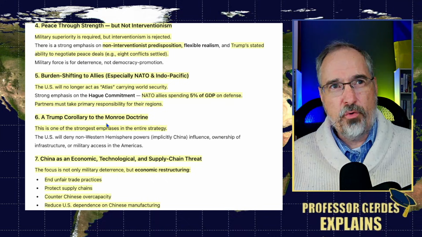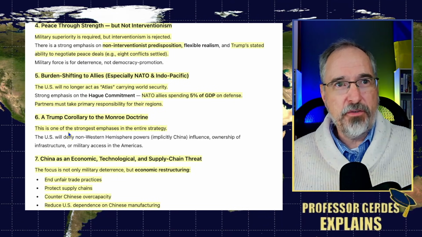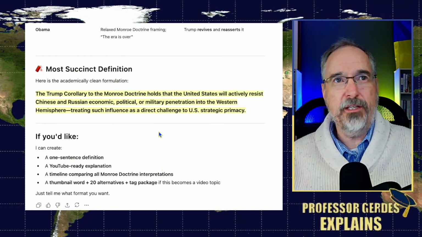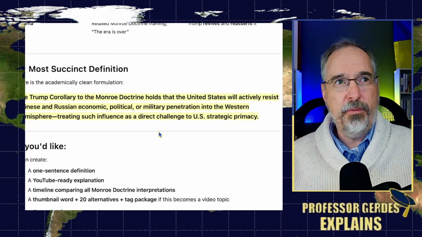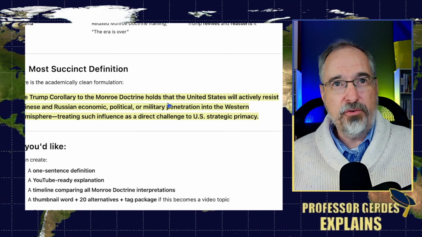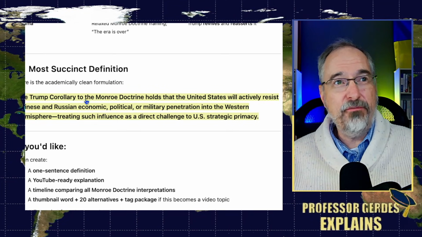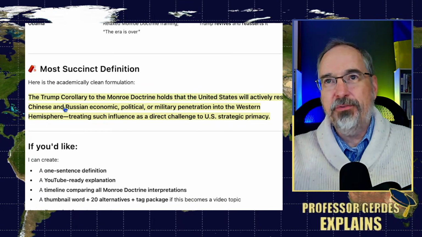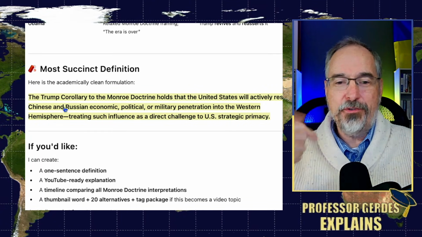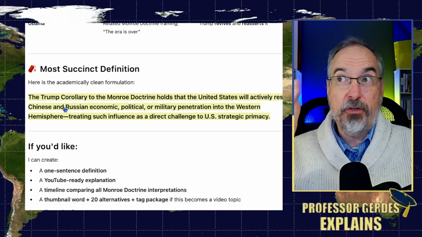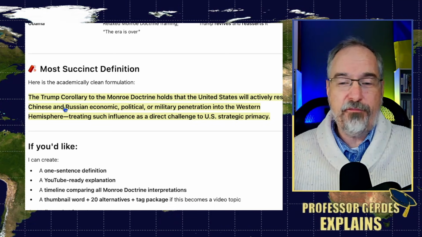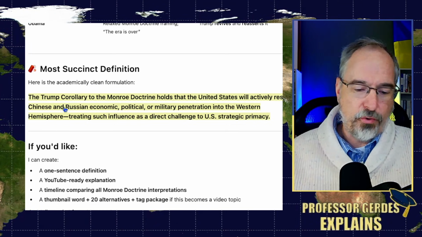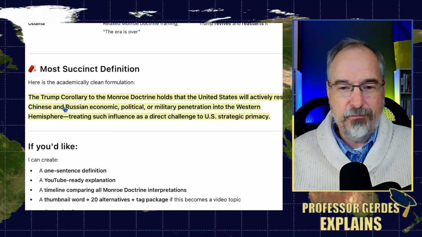Then there was the Trump corollary to the Donroe Doctrine. This is one of the strongest emphasis in the entire strategy. So what is the Trump corollary? A succinct definition would be the Trump corollary to the Donroe Doctrine holds that the United States will actively resist. Okay, so first, the Donroe Doctrine is saying European powers, you stay out of our hemisphere, we'll stay out of yours. And this was early in the founding of the United States. We don't want France and Britain and Spain coming over and trying to rip apart the United States, trying to do whatever they want to do.